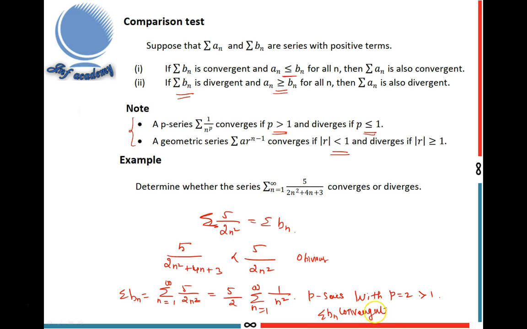Sigma bn is convergent and an is less than or equal to bn, where the given series is an. So sigma an is also convergent by using the comparison test. So the given series is convergent by using the comparison test.